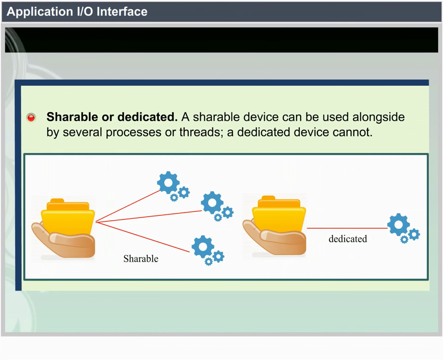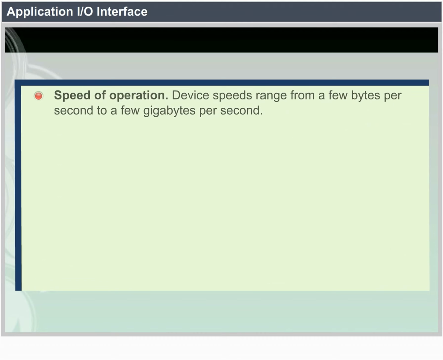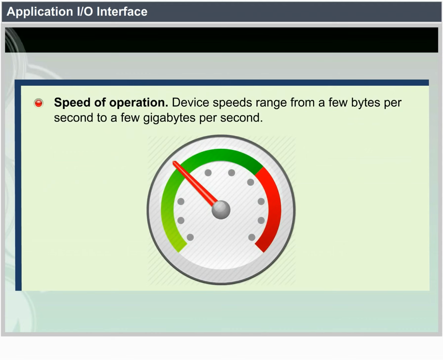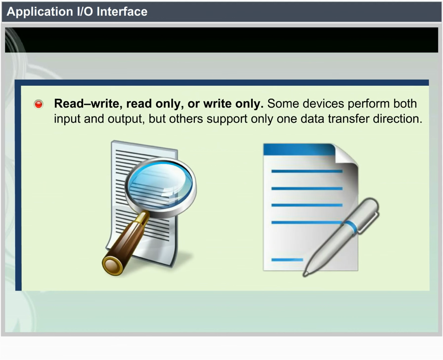Shareable or dedicated. A shareable device can be used concurrently by several processes or threads. A dedicated device cannot. Speed of operation. Device speeds range from a few bytes per second to a few gigabytes per second. Read-write, read-only or write-only. Some devices perform both input and output, but others support only one data transfer direction.